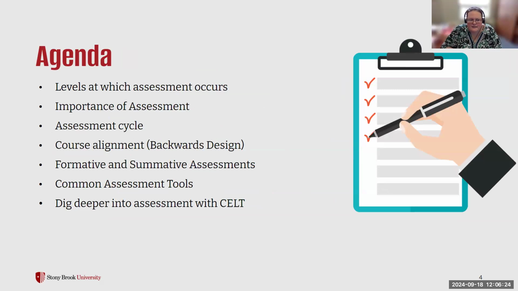So our agenda for today: we're going to talk about the levels at which assessment occurs, why assessment is important, how the assessment cycle moves about, relations with course design and specifically course alignment, the difference between formative and summative assessment, and some tools that are common in the assessment process.